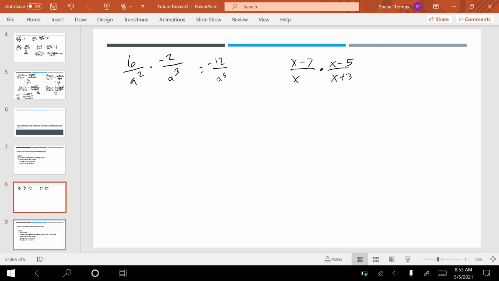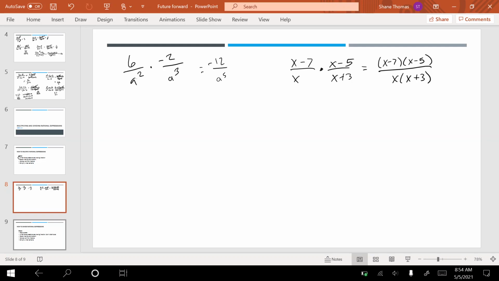So we can't factor any of the 4, right? Why can't you just cancel it? Because there's still addition and subtraction in there. It's not multiplication. Now, is there anything I can factor in any of those 4 spots? No. So just go ahead and write it like this now. x minus 7, x minus 5 over x times x plus 3.